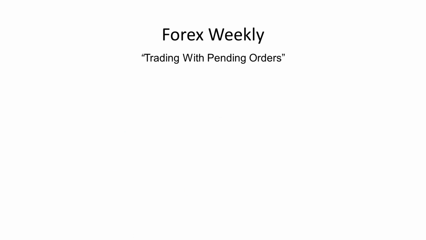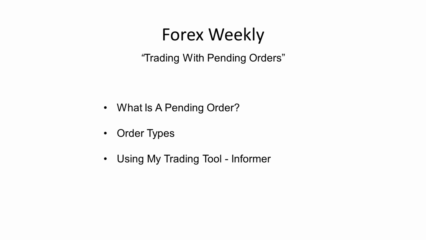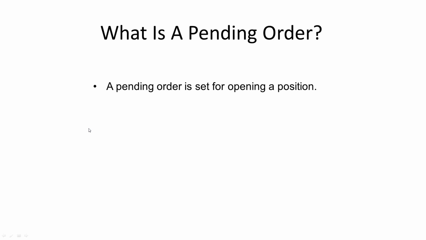And the reason I'm going to be talking about this one today is I just did get an update out for my tool Informer that we'll go over together. And so I'm going to show you how to use that and how to use pending orders. So first we'll be talking about what is a pending order. And then we're going to take a look at the order types. There's a couple different order types when you place a pending order. And we'll then look at using my trading tool, Informer. So let's go ahead and dive in.